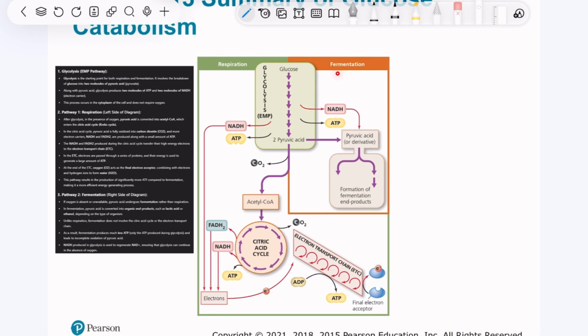And so then we move on to fermentation, or pathway number 2. If oxygen is absent or unavailable, pyruvic acid undergoes fermentation rather than respiration. In fermentation, pyruvic acid is converted into organic end products such as lactic acid or ethanol, depending on the type of organism. Unlike respiration, fermentation does not involve the citric acid cycle or the electron transport chain. As a result, fermentation produces much less ATP and leads to incomplete oxidation of pyruvic acid. NADH produced in glycolysis is used to regenerate NAD+, ensuring that glycolysis can continue in the absence of oxygen.